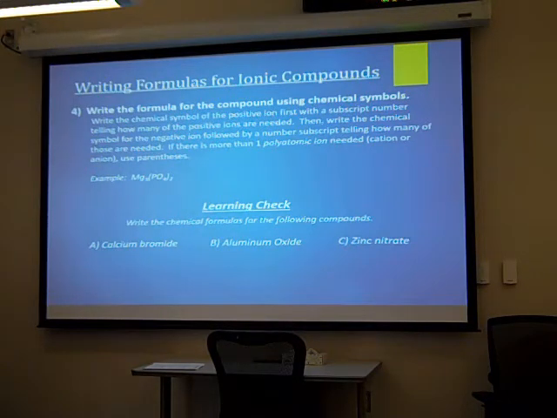Identify the ion. Identify the lowest common multiple. And figure out how many of each ion you need. The key trick to this is to recognize that the total number of positives always has to be equal to the total number of negatives.